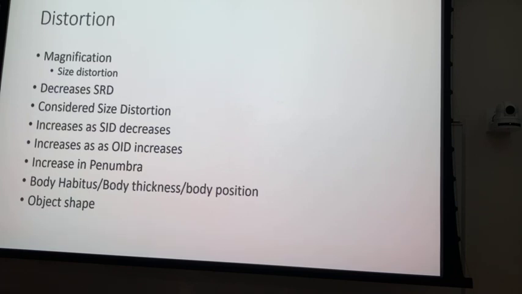Now there are times that we want to increase an OID without a change in SID. It's rare. And we used it more in screens and films than what we do now, but it still has an application. That is what we call macro radiography. Macro radiography is an intentional increase in OID so that we get magnification. It used to be used a lot in special procedures. It still is used, but not in the same context as what it was used before, okay?